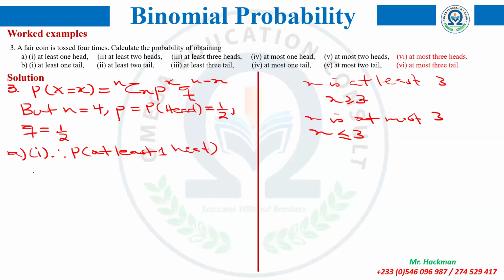And this will be equal to, in terms of x, P(X). We said at least means greater than or equal to. So it will be greater than or equal to this value here. So it will be P(X greater than or equal to 1). Do you agree?